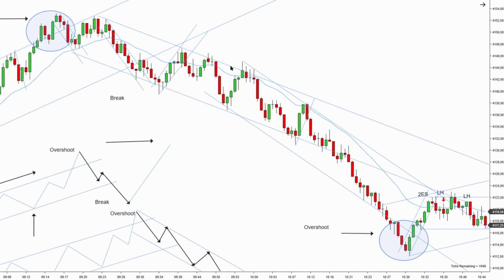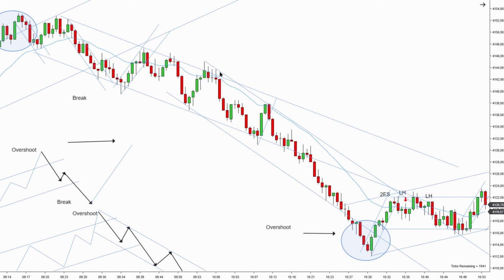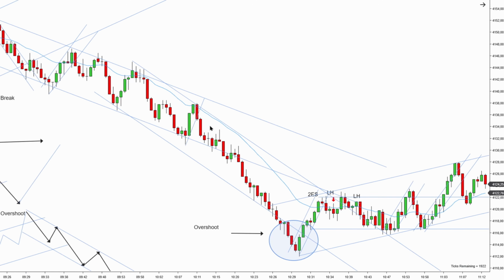But I don't think it is safe to go short, especially on a bunch of first entries while the uptrend is still in play for the most part. You didn't even get a good second entry short or lower high, none of that stuff. Now we have strong overshoot.